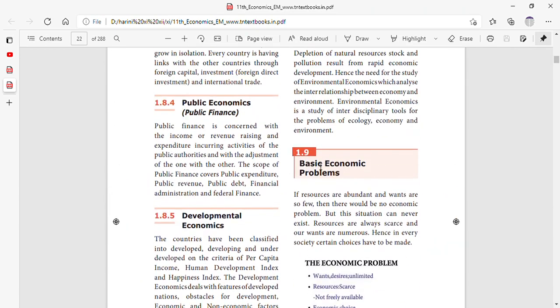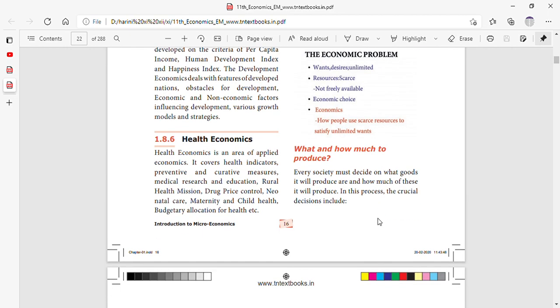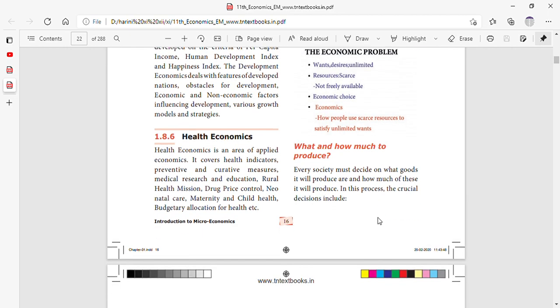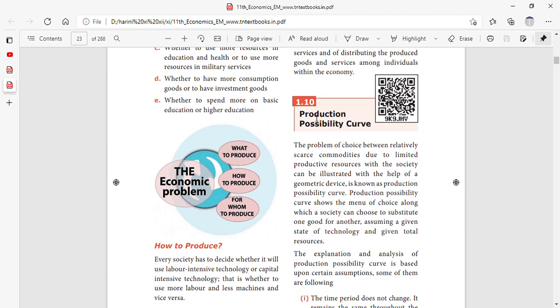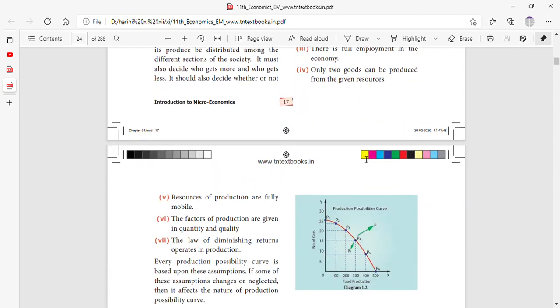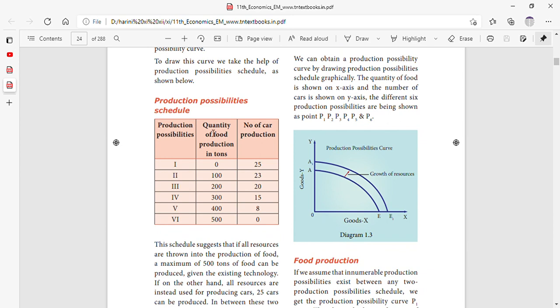So see, these are the basic problems in economics. So what problem? What to produce, how much to produce. எந்த பொருளை உற்பத்தி செய்யறது, எவ்வளவு உற்பத்தி செய்யறது. So this one you can find out by a production possibility curve. So you look at this table. So you see here, possibility 1. Possibility 1 means இது ஒரு possibility.